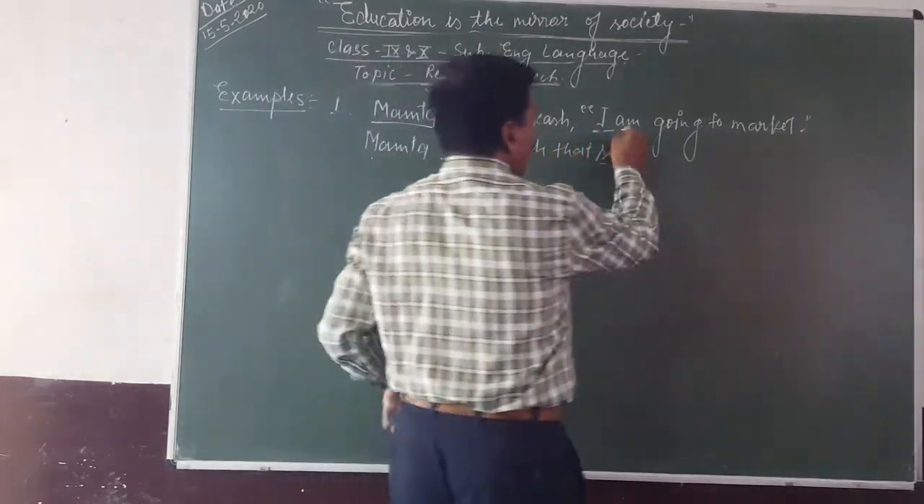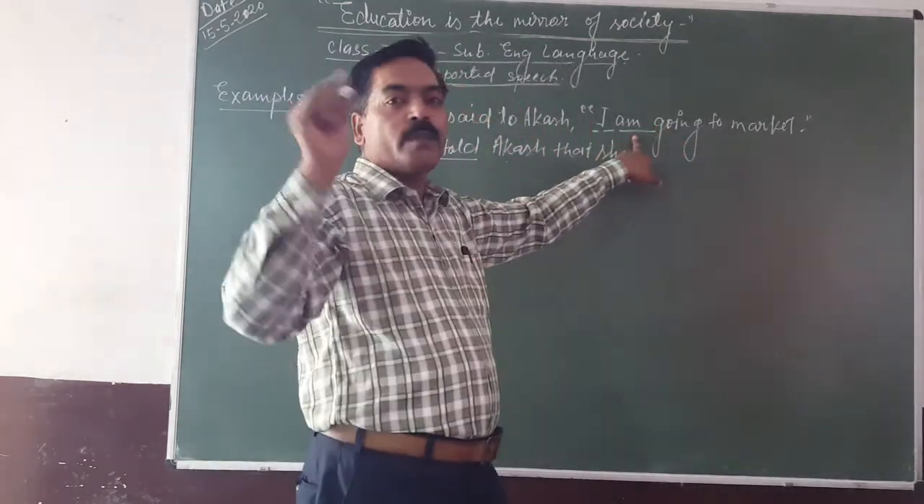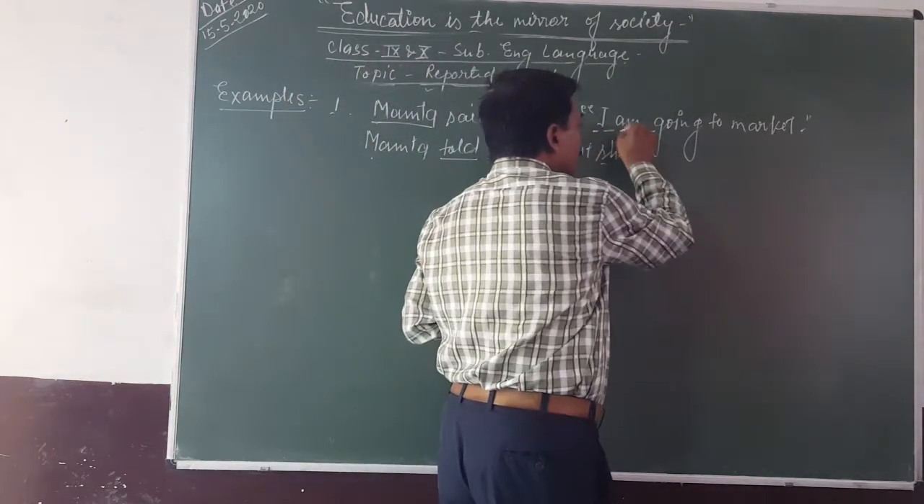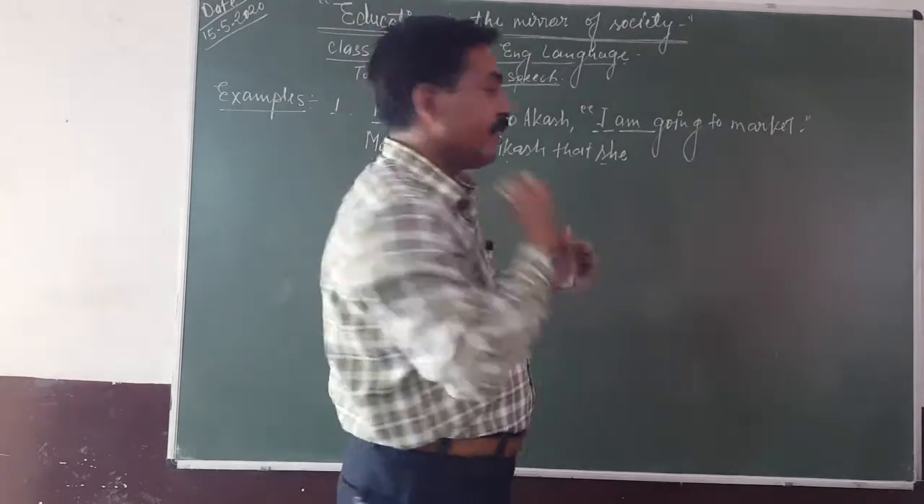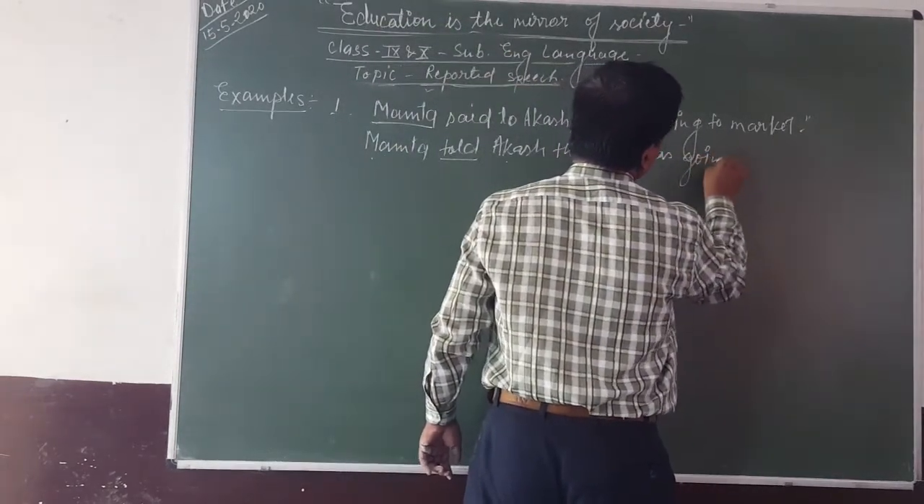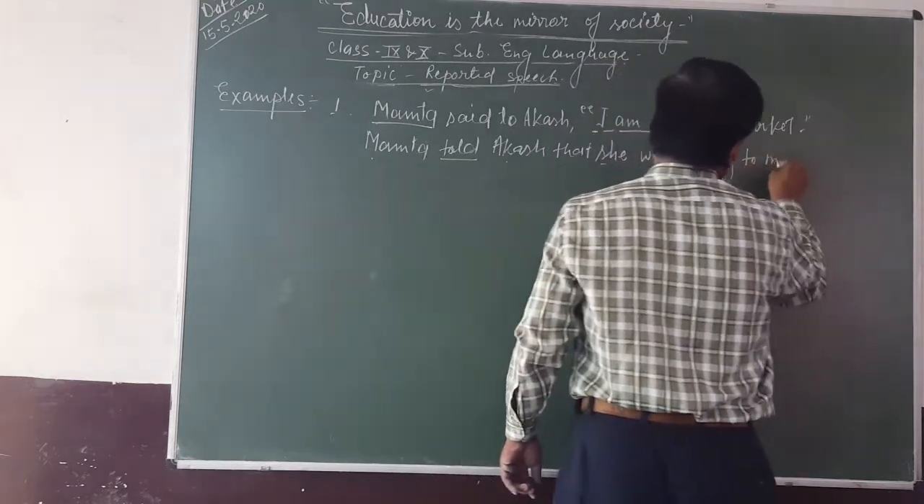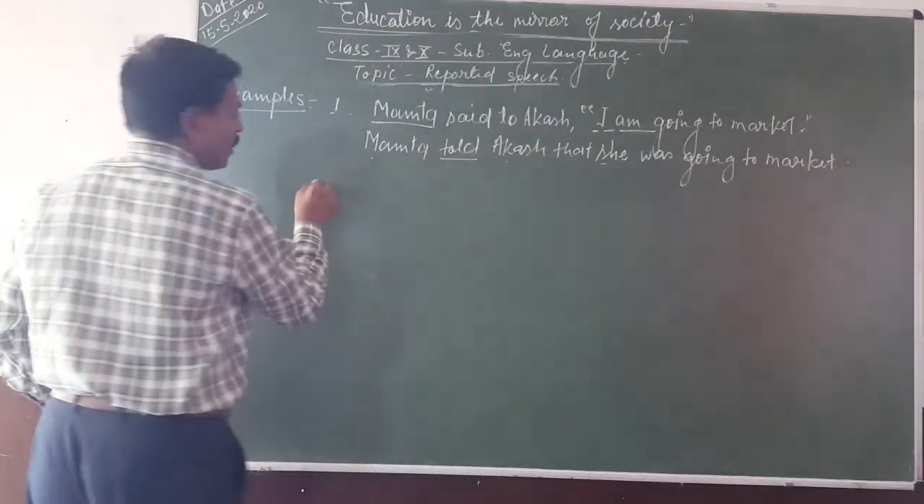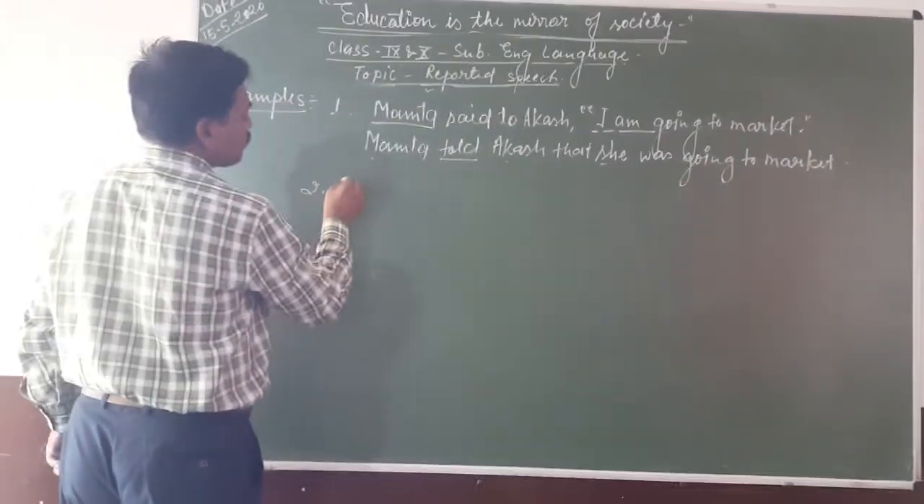See, now am going. Am going is present continuous, and it changes into past continuous: she was going to market. Second example.